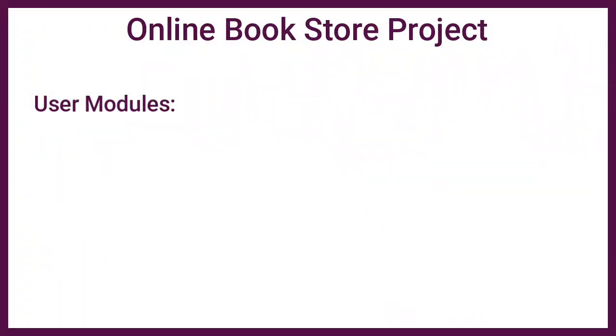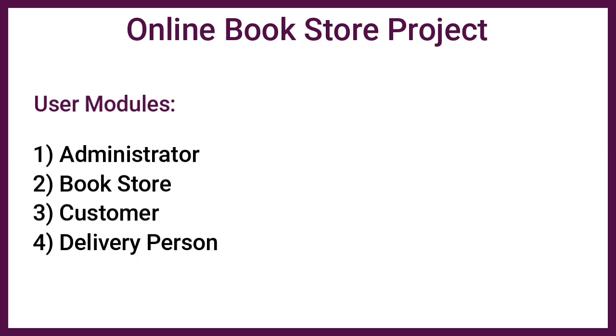So now let's see the user modules present in the project. The project basically contains 4 user modules. The very first one is the administrator module, the second one is the bookstore module, then we have the customer module, and the last one is the delivery person module.